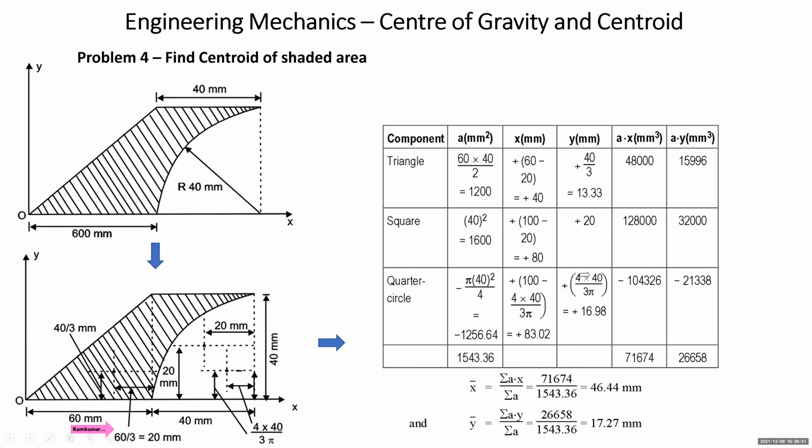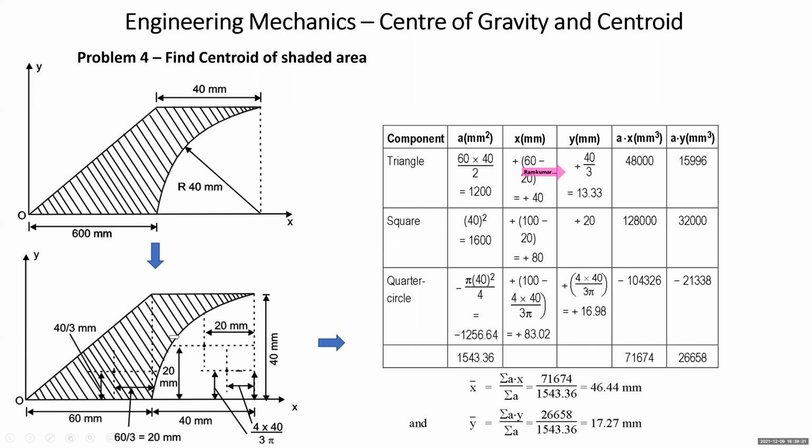Now we can go to the table, make a table with 6 columns. Component number 1 is triangle. Which triangle are we talking about? This triangle. What is area of that? 60 into 40 by 2. 60 is base width, height is 40, so area is 60 into 40 by 2. Now you have to write x and y coordinates of the centroid of triangle. This point is right of y-axis, x coordinate is positive. What is that distance? 60 minus 20, that is plus 40. Y coordinate of this point is above x-axis. What is that? It is 40 by 3.